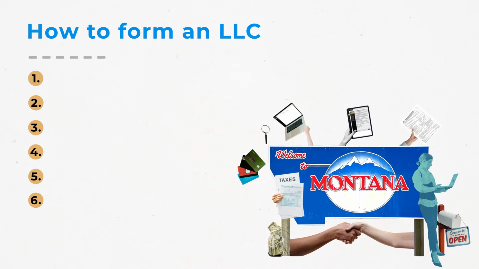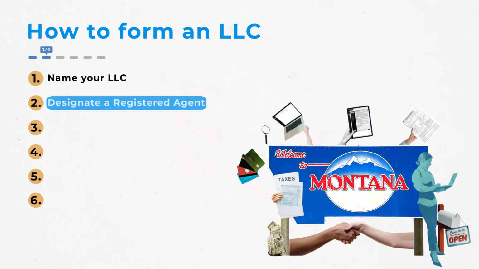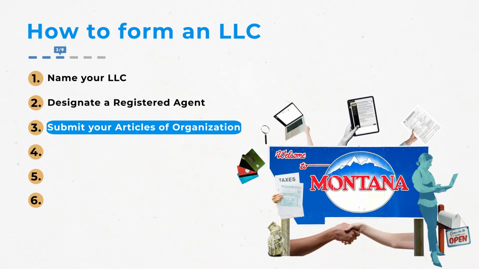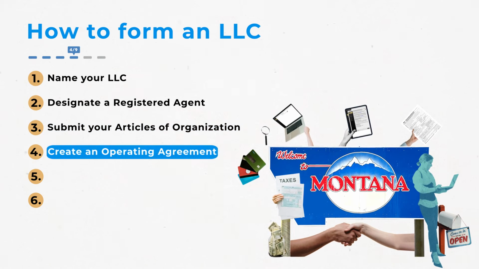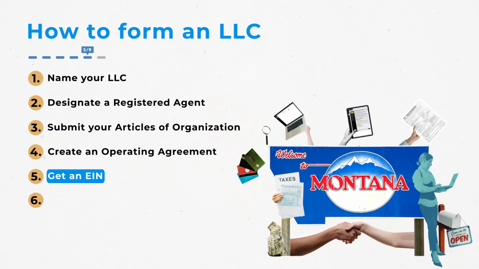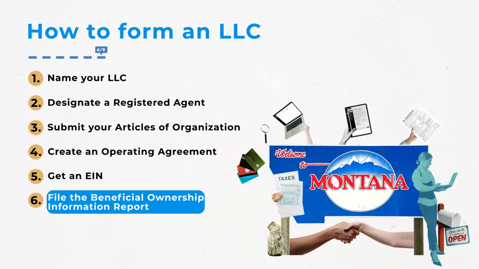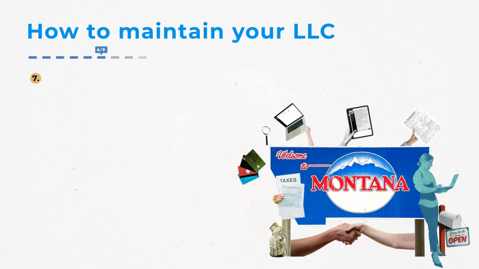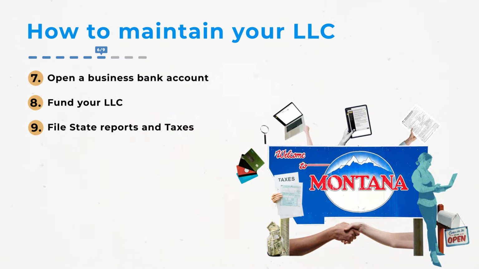Today, let's walk through what you need to know to form an LLC in Montana. There are 6 steps to starting your business: naming your LLC, designating a registered agent, submitting your articles of organization, writing an operating agreement, obtaining an EIN, and filing the beneficial ownership information report. We'll also cover 3 steps to maintaining your Montana LLC once you're up and running.